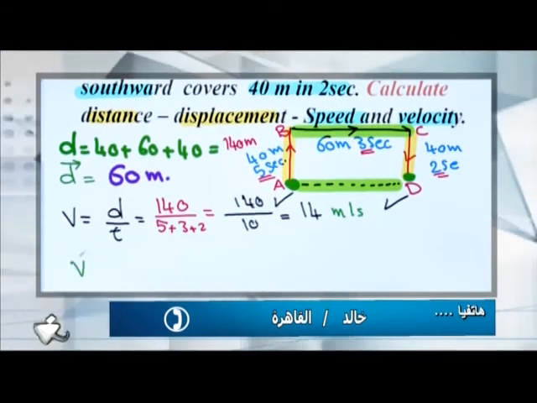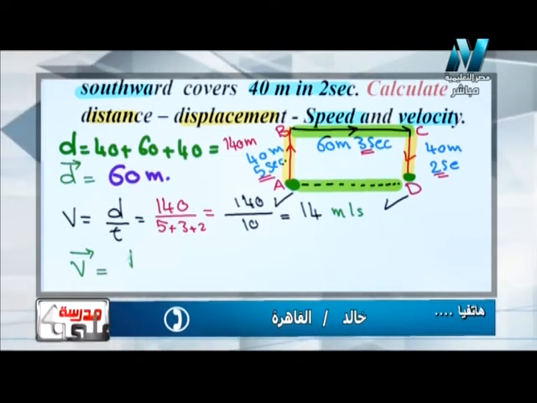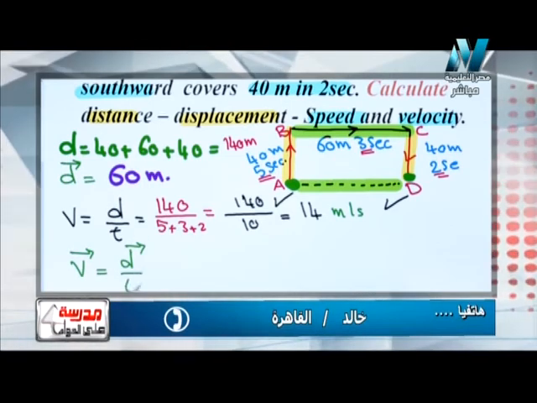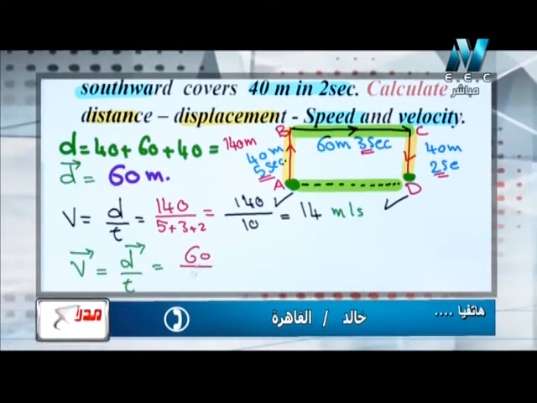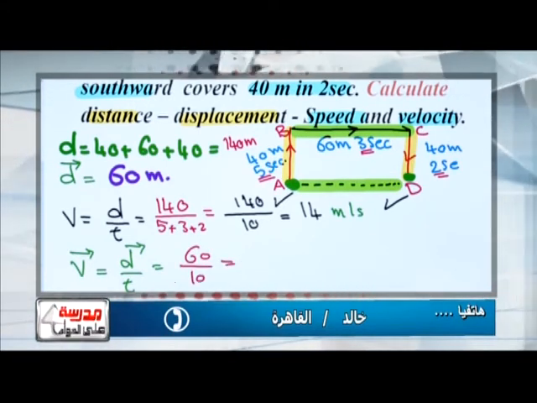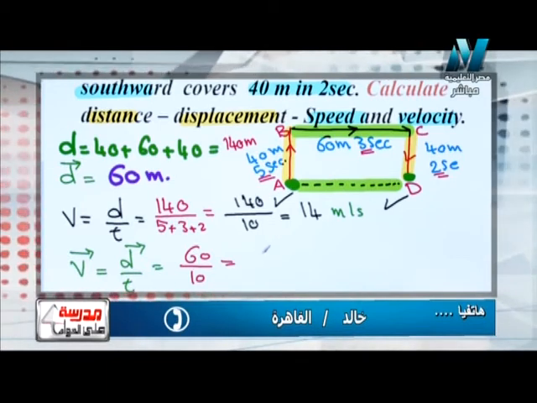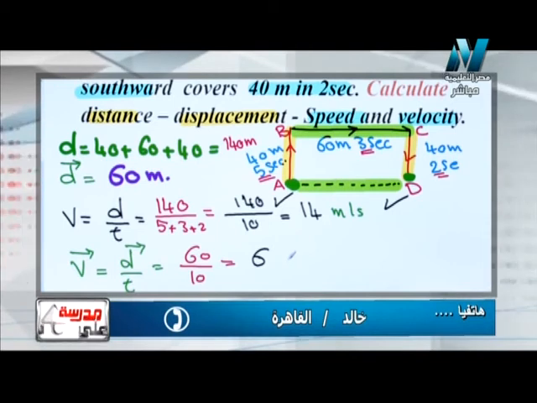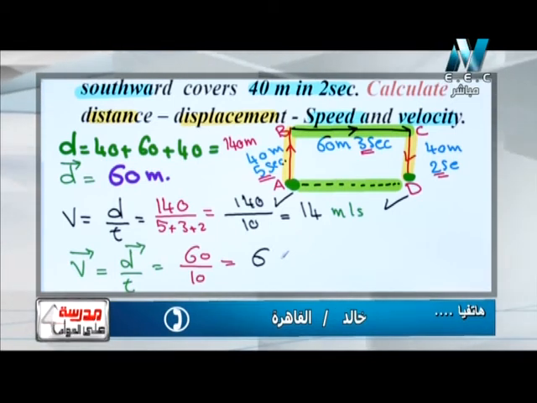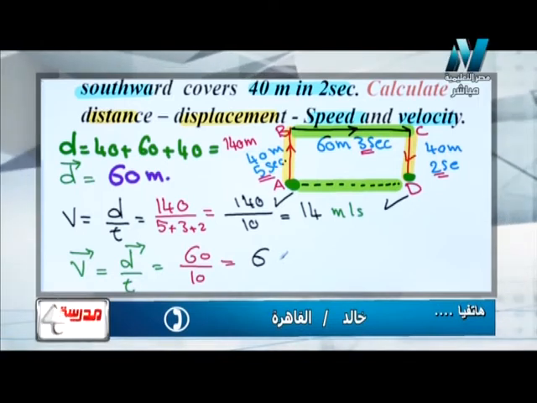How can we calculate velocity? Velocity is displacement over time. Displacement 60 over 10. Equal how many? 6. 6 what? Meter per second.